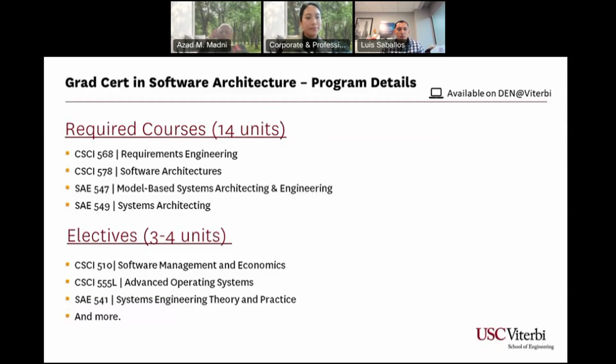Once again, you have electives in the 3 to 4 units, and you have the choice. You have several courses you can take from here. Just some examples of the courses you can do: you have software management and economics, advanced operating systems, system engineering theory and practice, etc. All those details of those courses you can discuss with Luis. And should you want to pursue a certificate, we'll try to accommodate you to give you the best fit for your interests and for your job description to the extent that we can help you.